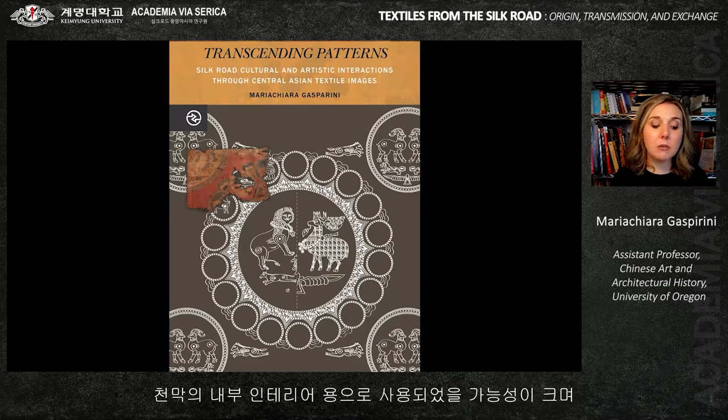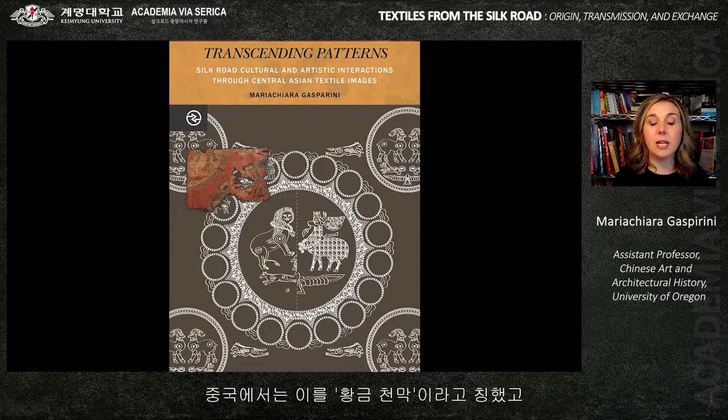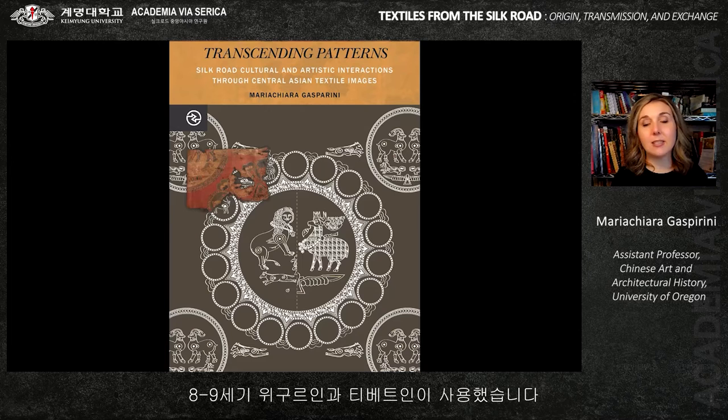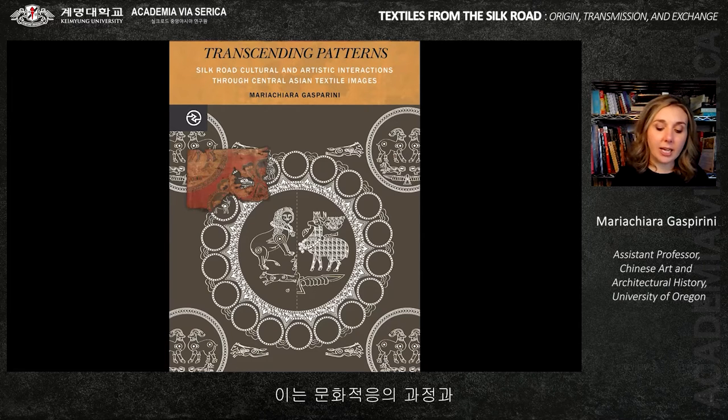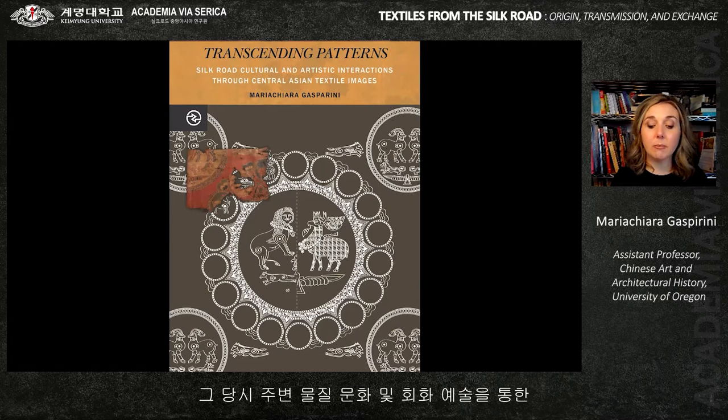It was likely used to decorate the interior of a tent, possibly of the type that in Chinese sources is referred to as golden tent, used by Uyghurs and Tibetans in the 8th-9th centuries. It exemplifies the processes of acculturation and identity through peripheral material culture and pictorial art.